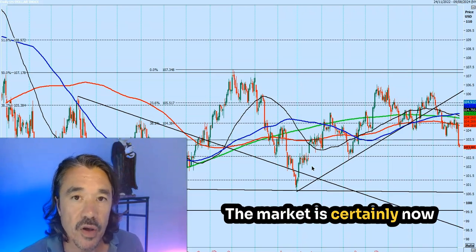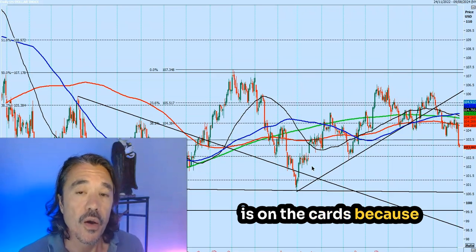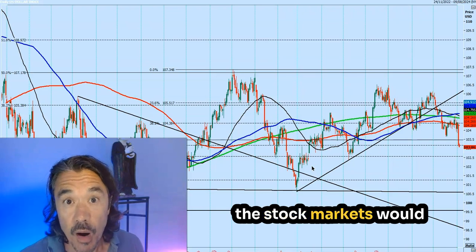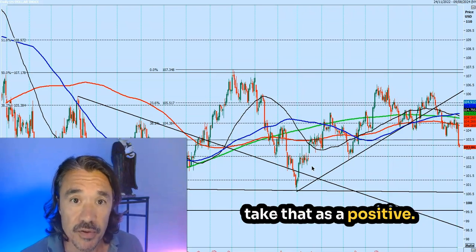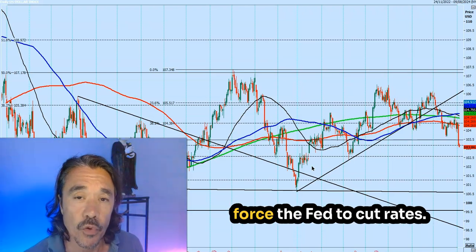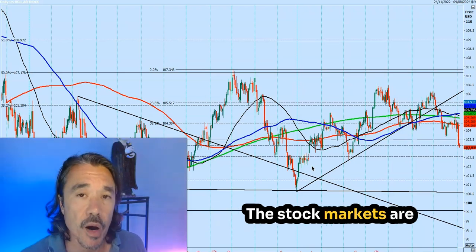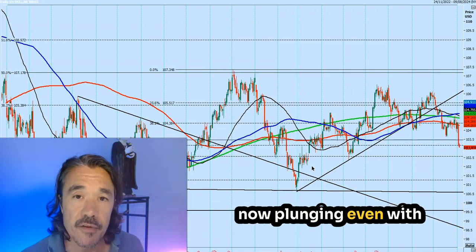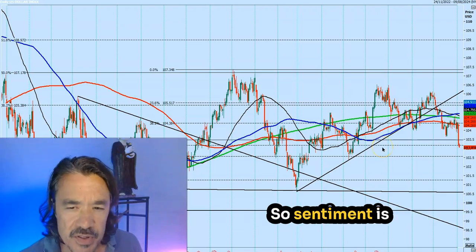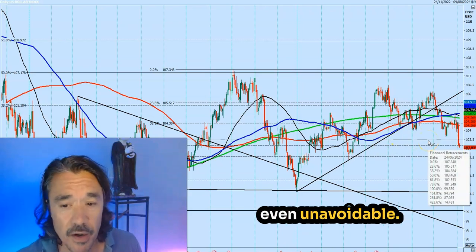And the market is certainly now believing that recession is on the cards, because before last week, when we got weak economic data, the stock markets would take that as a positive, because they would believe that that would force the Fed to cut rates. And that's what stock markets like. They like lower interest rates. The stock markets are now plunging, even with an interest rate cut almost guaranteed in September. So sentiment is definitely changing. The market believes that a recession is maybe even unavoidable.